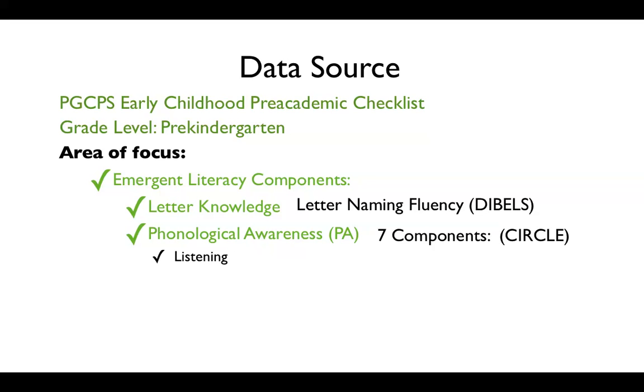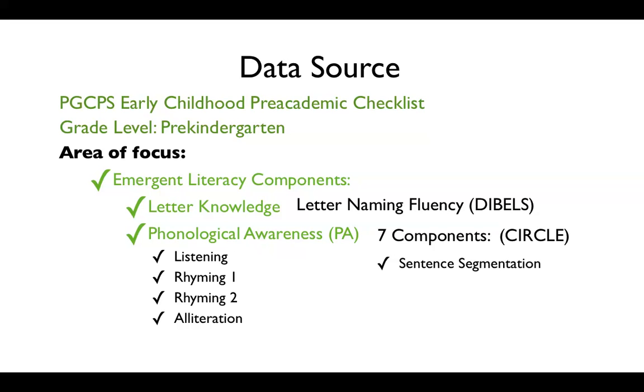Listening looks at discriminating whether sounds are the same or different. Rhyming looks at the ability to discriminate between rhyming and non-rhyming words. Rhyming 2 tests whether a child can produce a corresponding rhyming word. Alliteration is about initial sounds in words. Sentence segmentation looks at the ability to segment words in a sentence. And syllabication involves clapping out syllables. Onset rhyme deals with blending and segmenting smaller parts of words.